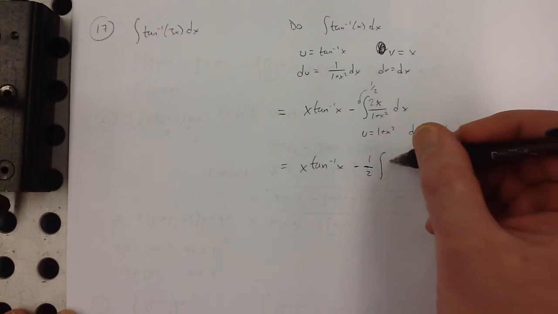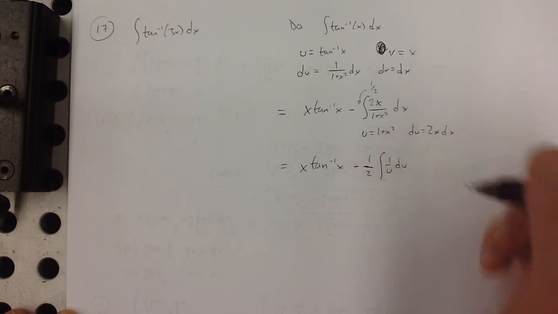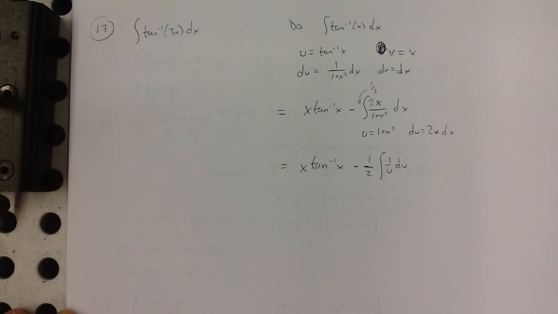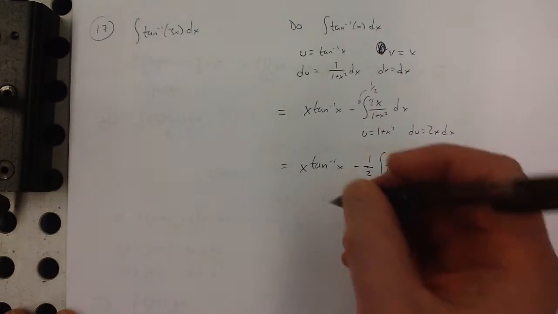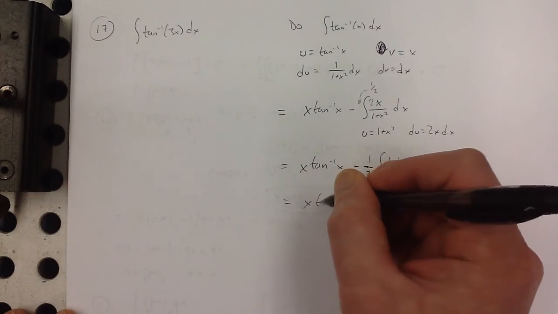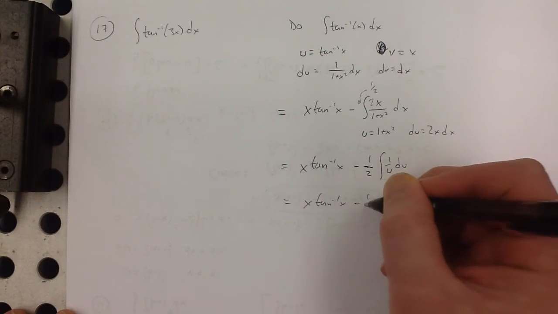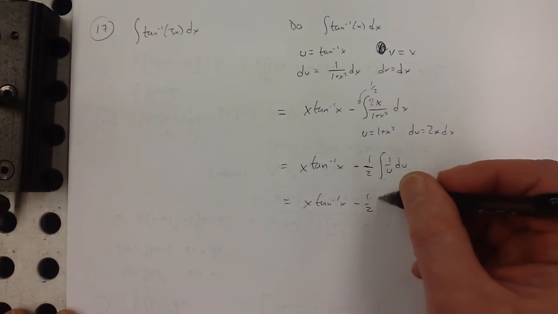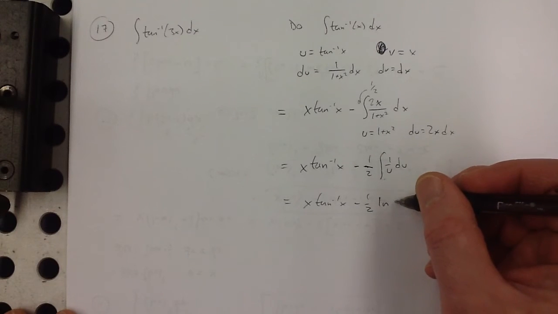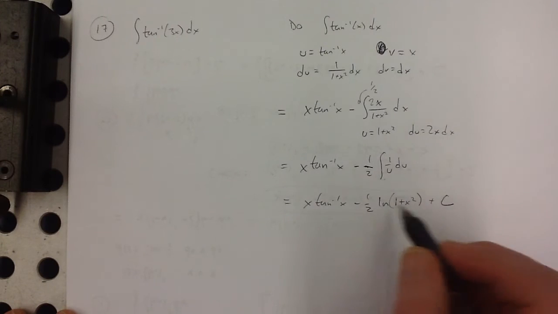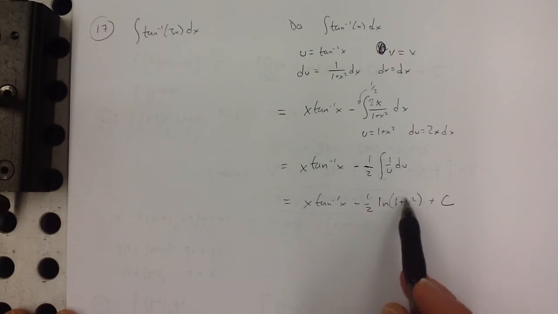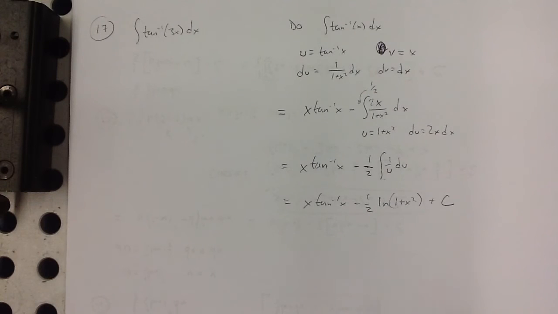and then now this is 1/u du, right? So now that's just x tangent inverse x minus 1/2 times the antiderivative of 1/u, which is natural log u. If you're stressing out about the absolute value signs, you wouldn't need them here, right? Because this is always positive, plus 1, so no risk of even having 0 in there. And that is the antiderivative of tangent inverse.